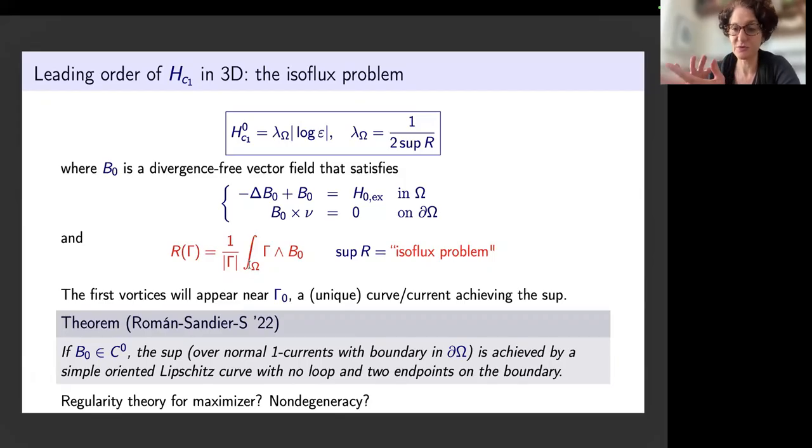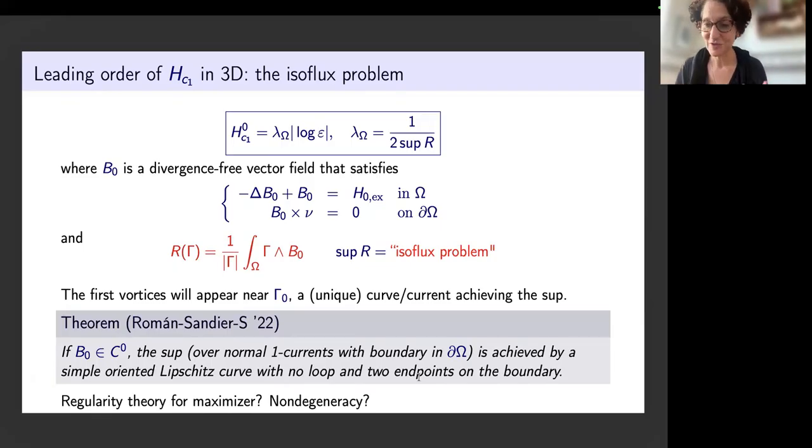Because in an isoperimetric problem, you're trying to maximize area given a length. So here you're trying to maximize flux given a length, but it's similar in nature. If you find the maximum of this, it gives you the constant, and if you find the maximizer, it's what we call gamma naught. It's an optimal curve that achieves the supremum. So we prove that if P0 is nice, this supremum is achieved, and it will be achieved by a simple curve with no loop and two endpoints on the boundary.